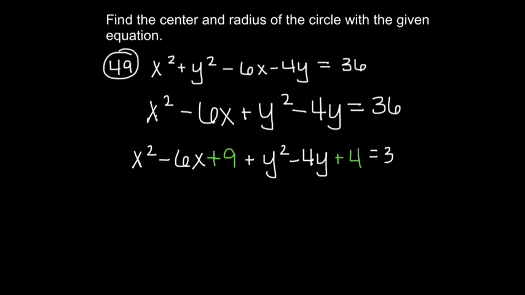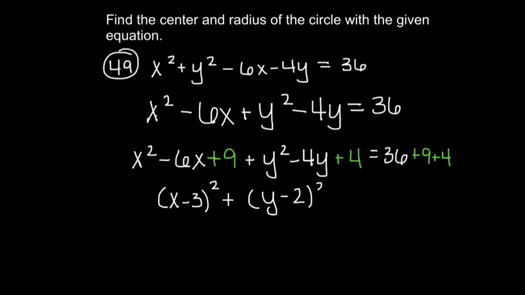That equals 36, but whatever I add to the left, I have to also add to the right to keep it balanced. So I will add the 9 and add the 4. The x squared minus 6x plus 9 now factors into x minus 3 quantity squared, plus the y squared minus 4y plus 4 also factors into y minus 2 quantity squared, equals 36 plus 9 plus 4 is 49.